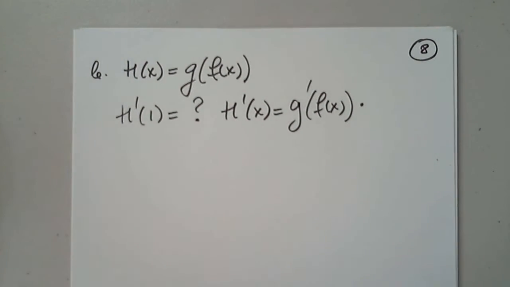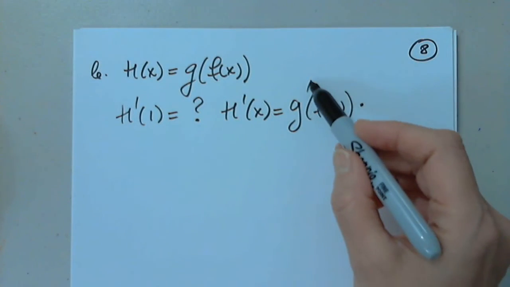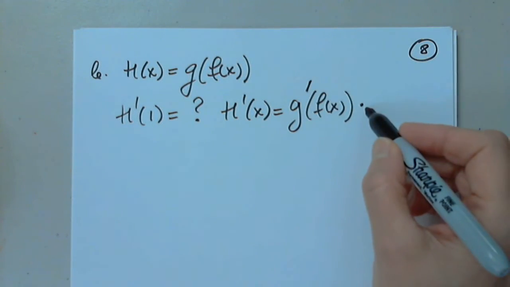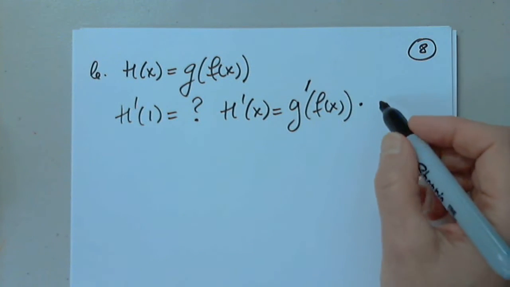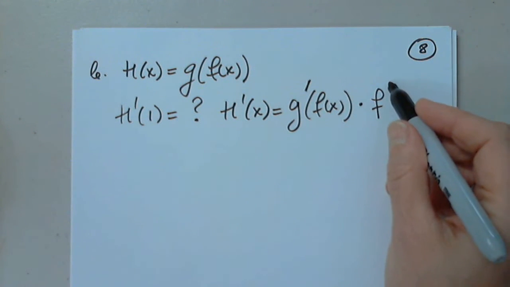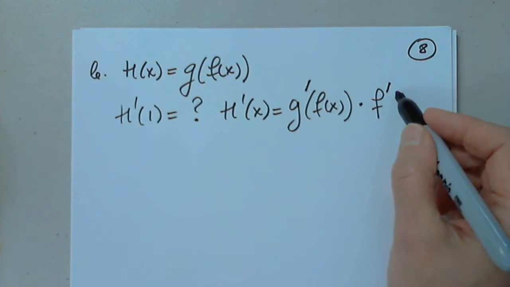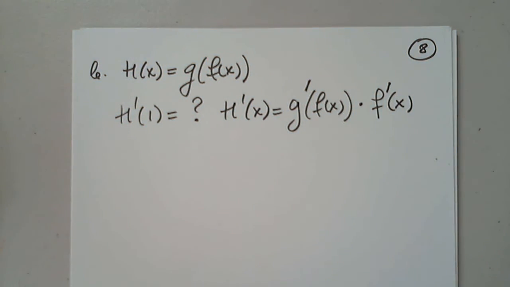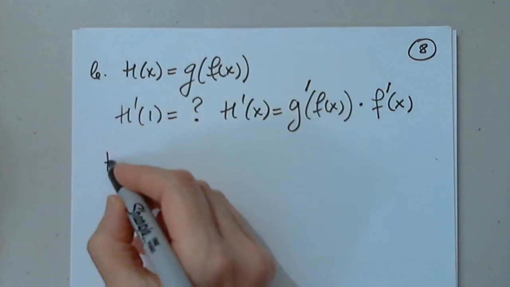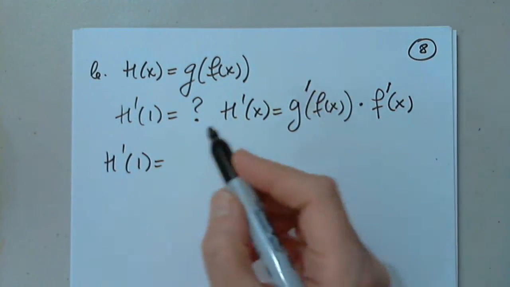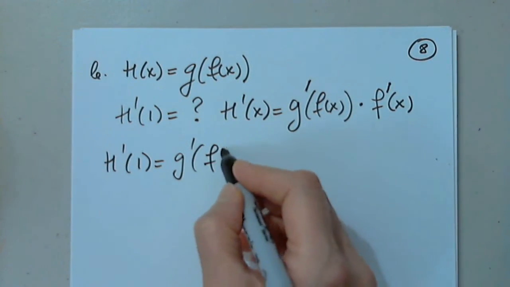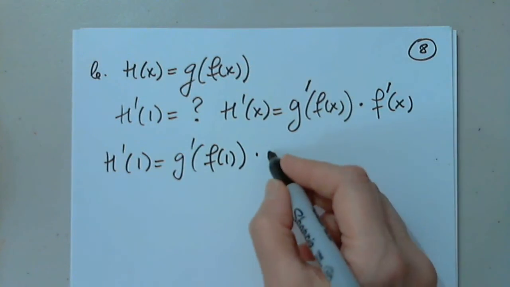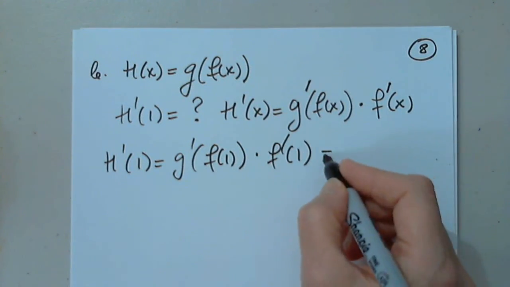f of x, times the inner function. So f prime of x. Good, awesome. So now I have the function, so then h prime of 1 will be g prime of f of 1 times f prime of 1.